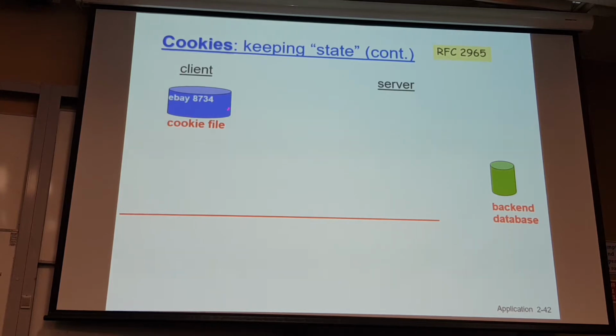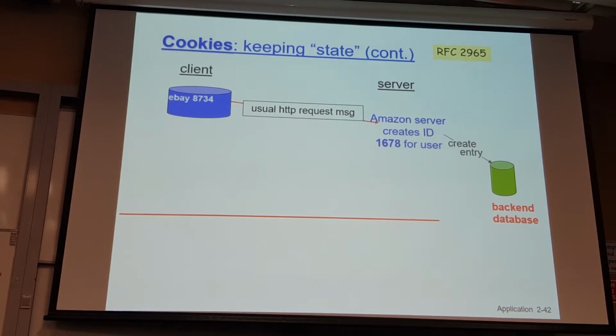This is the client side, and in the hard drive, there's an entry that corresponds to a cookie file from eBay. A cookie file comes with some number. It's going to be more complex than this. So this client, a web browser, wants to communicate with the server Amazon.com. Okay? So it's going to request by sending, say, an HTTP GET command.